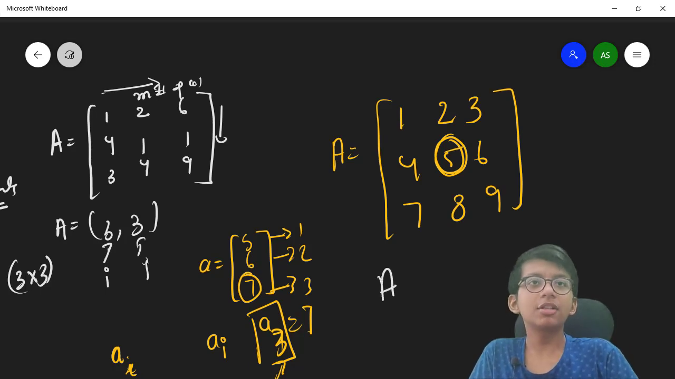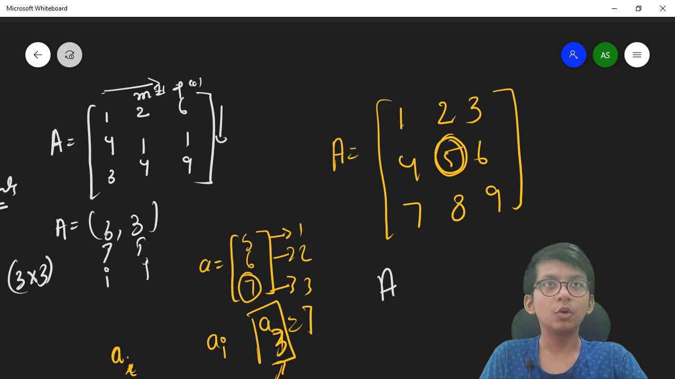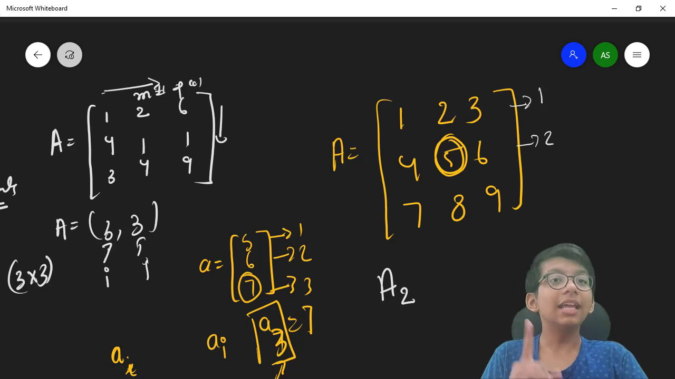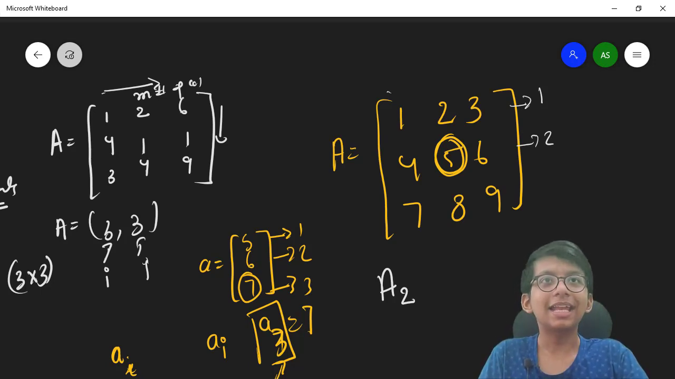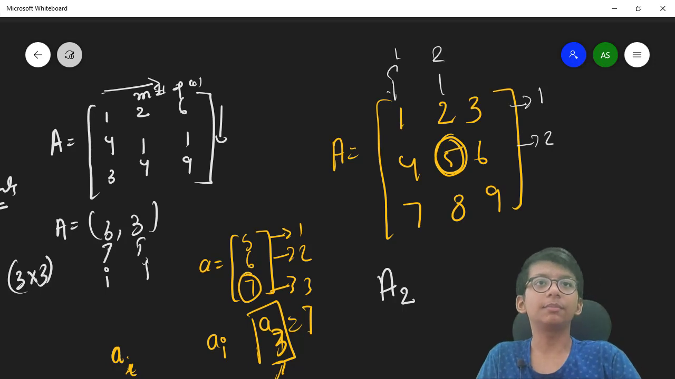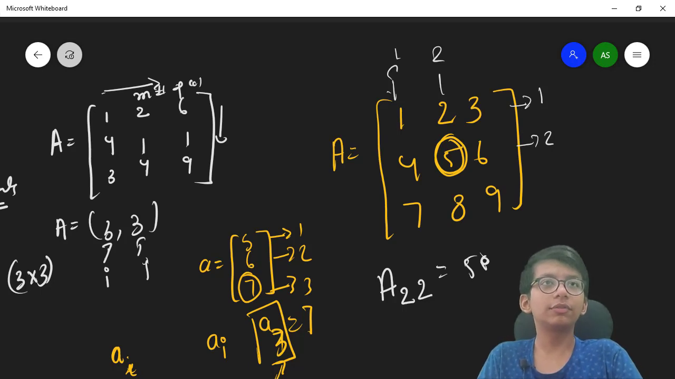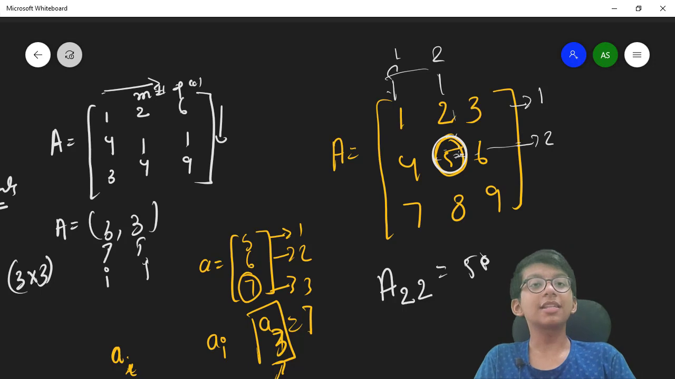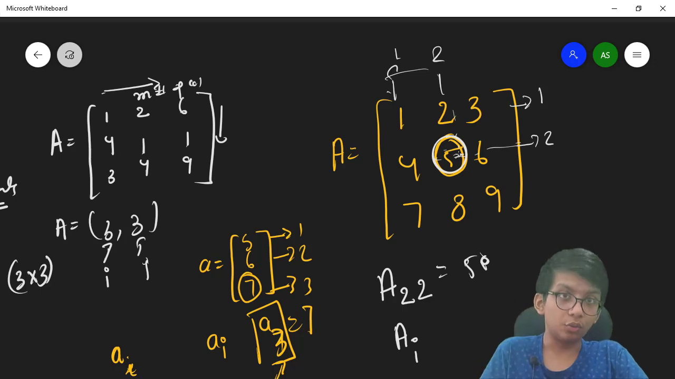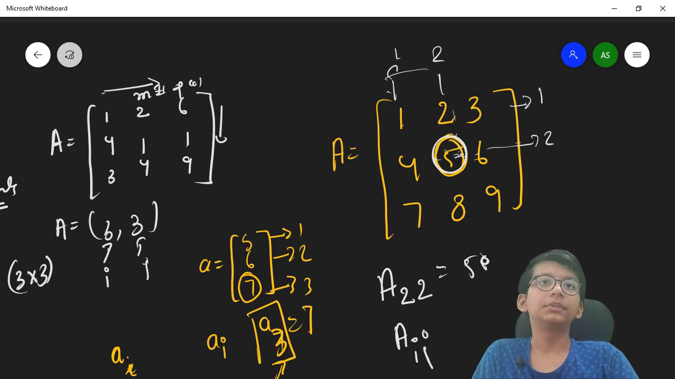You write A. First of all, you identify which row. This is the first row, this is the second row, so it is in the second row. And then which column: it is in the second column. A22 represents 5. So you go here, and then you go at the top over here, and you reach your element. In general terms, for assessing the elements of a matrix, you write A, then the row number and the column number. Then you will assess your favorite element.